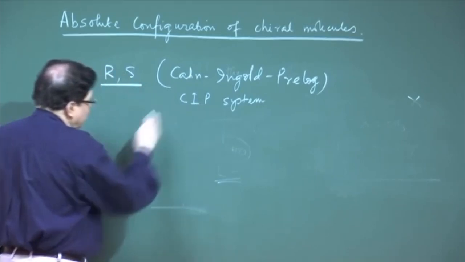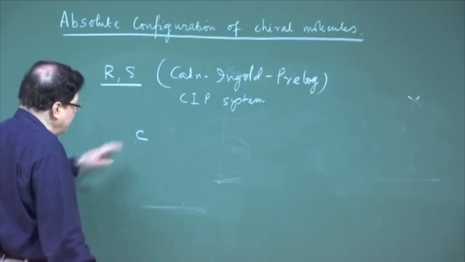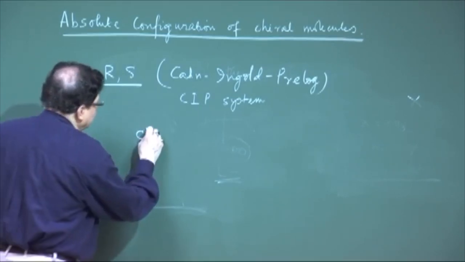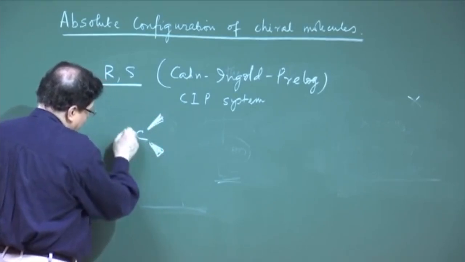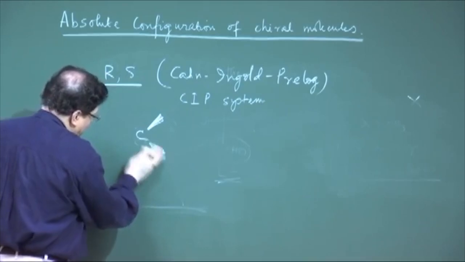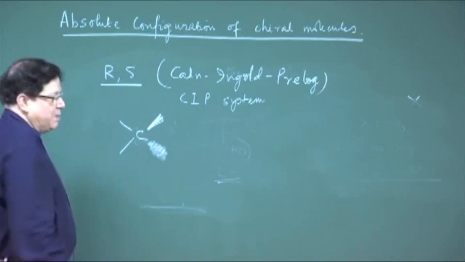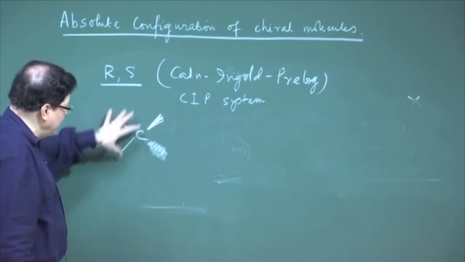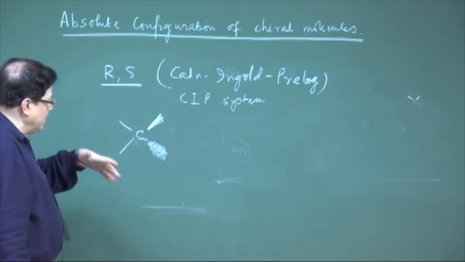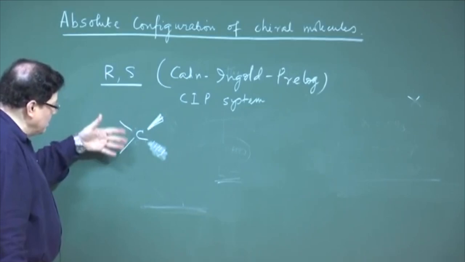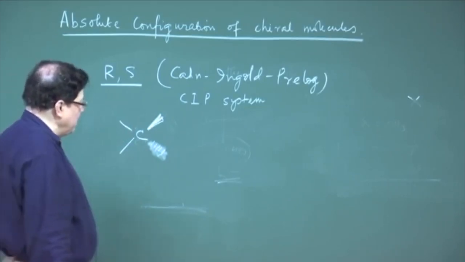Now, what you do in this CIP system: suppose you have the carbon. I am writing it in a tetrahedral fashion. In a tetrahedron, all four bonds cannot be in the same plane. If one bond is up, then one has to be down, and two bonds can be in the plane. There can be three bonds which are up, or three bonds which are down. One bond can be in the plane, but remember, three bonds can never be in a plane in a tetrahedron.